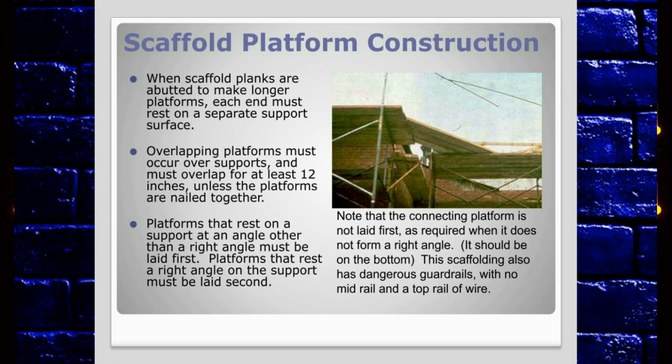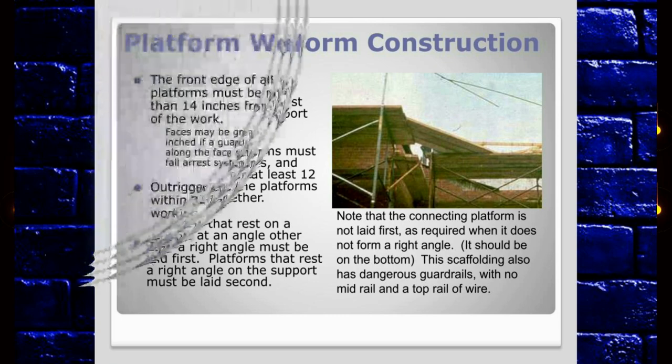Platforms that rest on a support at an angle other than a right angle must be laid first. Platforms that rest at a right angle on the support must be laid second. Note that the connecting platform is not laid first as required when it does not form a right angle. It should be on the bottom. This scaffolding also has dangerous guardrails with no mid-rail and a top rail of wire.